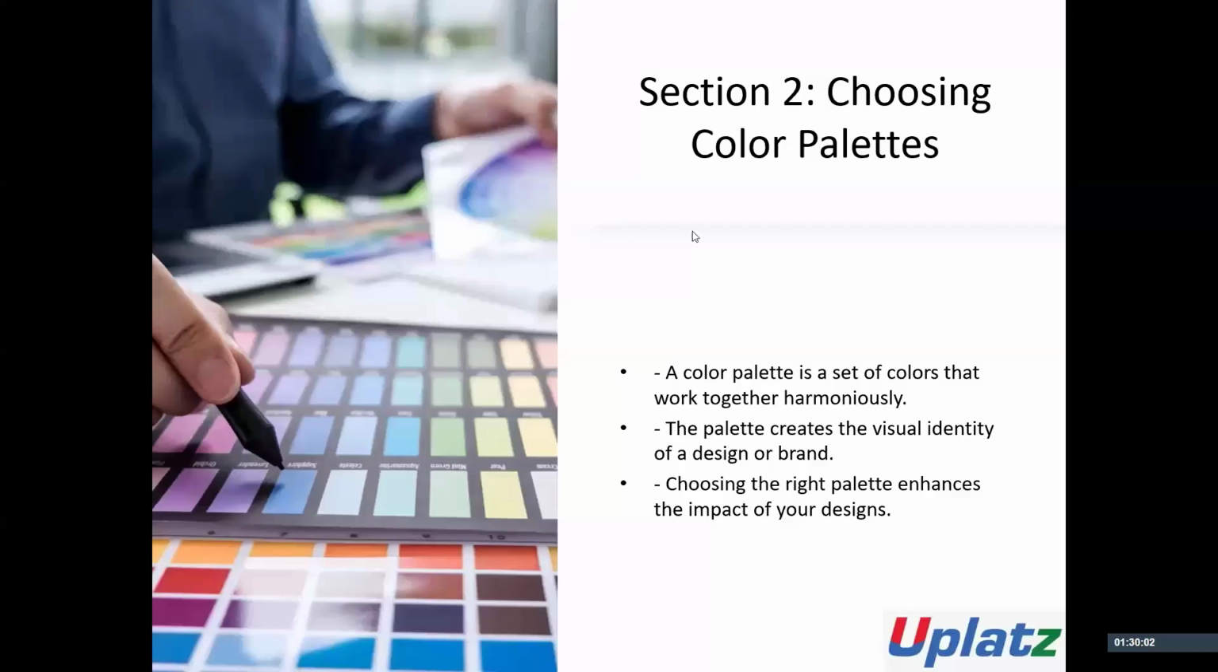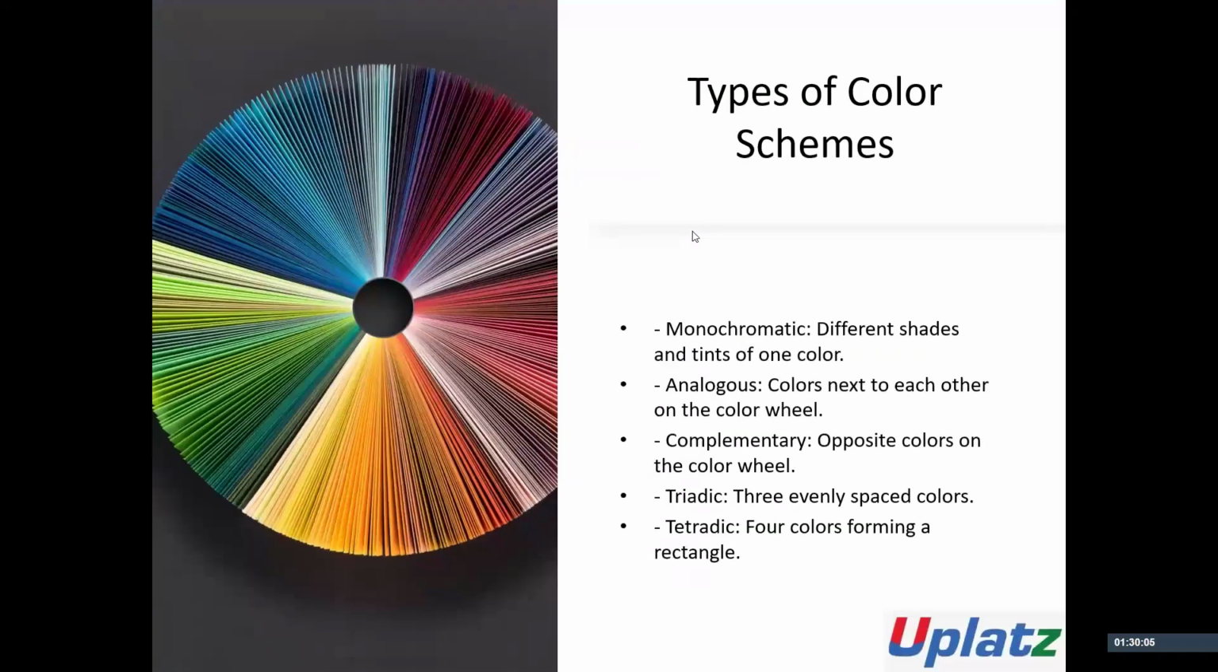So going to the last section, let's understand this. Before this, just look at this amazing image. I would like everyone to understand it, because this is a color wheel defining the different color schemes which exist. We have monochromatic, which is different shades and tints of one color. We have analogous, which uses colors next to each other on the color wheel. We have complementary colors, which are opposite colors on the color wheel. We have triadic colors, which are three evenly spaced colors. And then we have tetradic colors, which are four colors forming a rectangle.